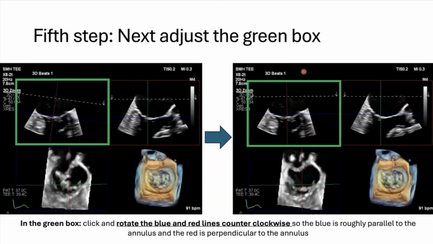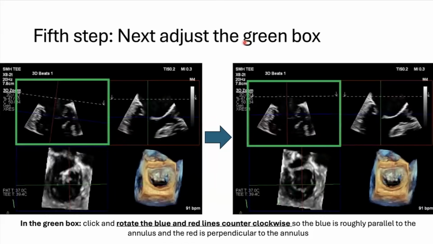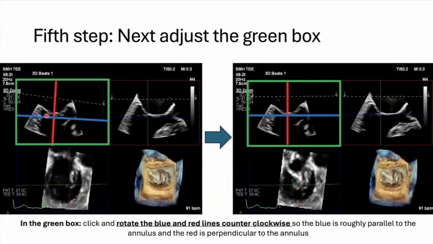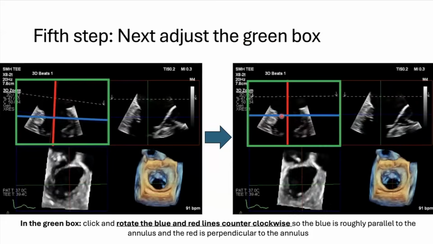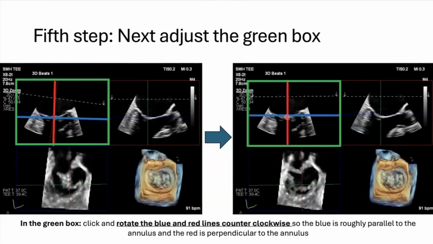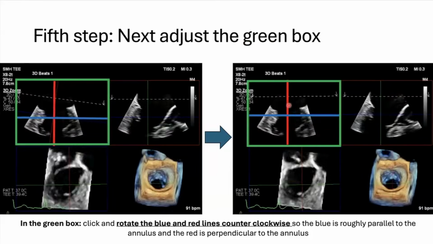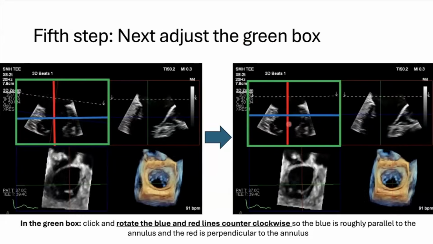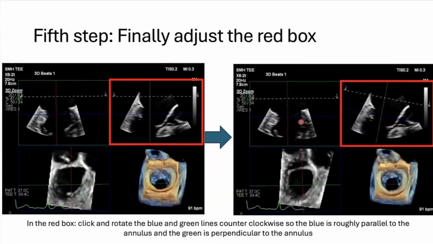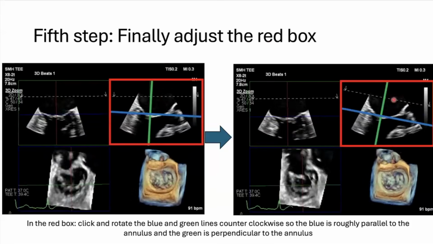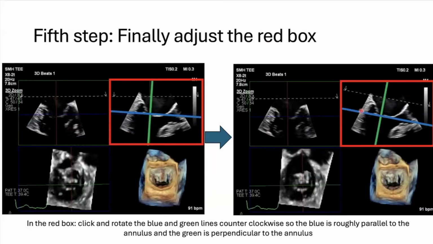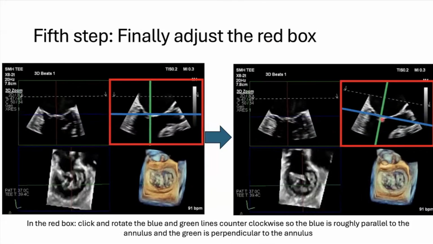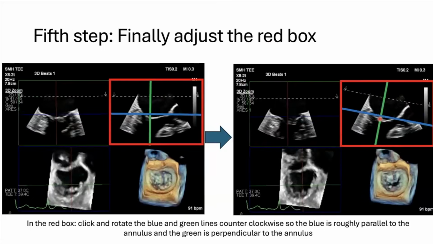So that's where I started first. Then I adjust the green box, and all this requires is a little bit of countering of the blue line so that it will be perpendicular. And if your planes are locked as they should be, your blue line is going to be parallel to the annulus and the leaflets, and the red line is going to be perpendicular. And then we're going to adjust our red box. This requires a little bit of clocking, as shown here, to make the blue line parallel to the leaflets and the annulus, and the green line perpendicular.